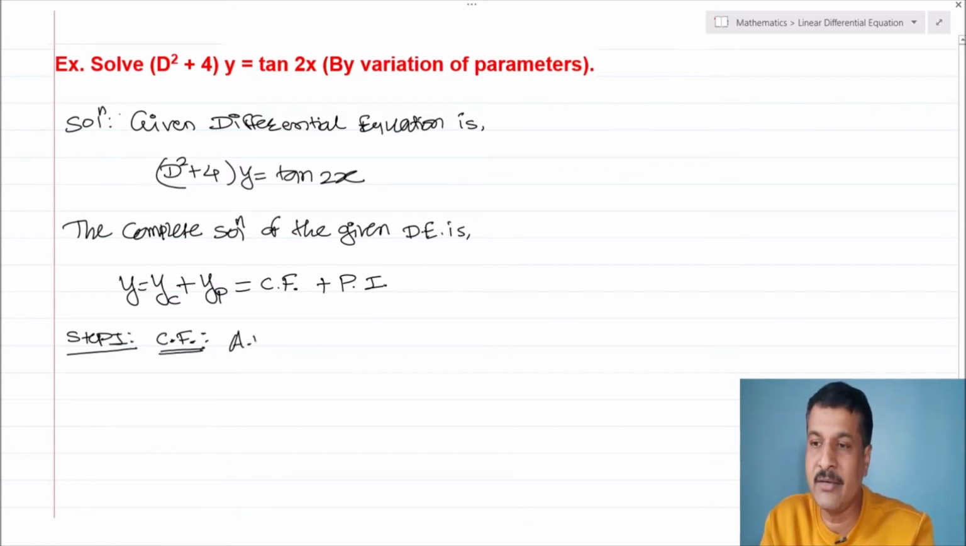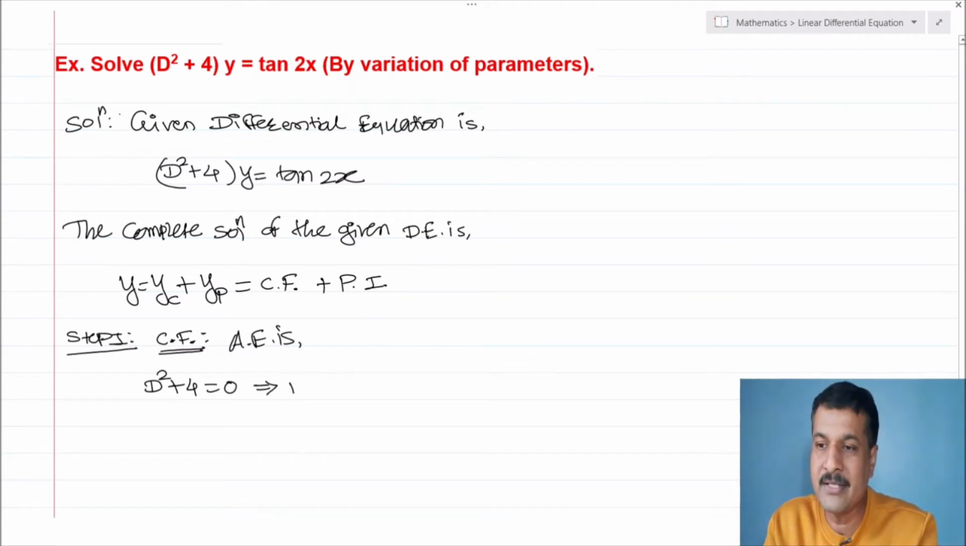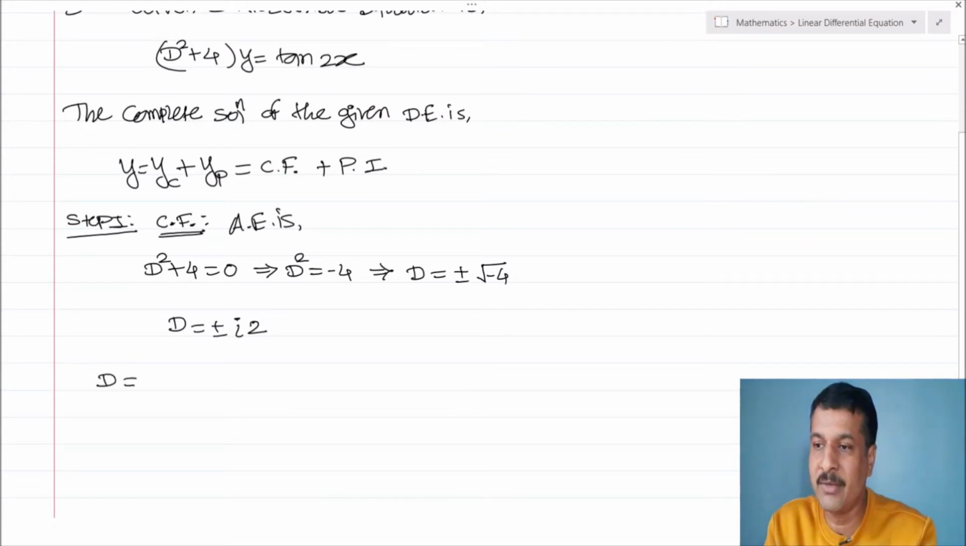So what is the auxiliary equation of this differential equation? Up to CF, it is the same method. The auxiliary equation is the coefficient of this y equated to 0. So D square plus 4 equal to 0. This implies that D square equal to minus 4, and this implies that D equal to plus minus under root of minus 4. And we know that due to this minus sign it is i, and under root of 4 it is 2. So it is a complex number. So roots are complex. So D equal to 0 plus minus 2i. So here the real part is 0 and the imaginary part is 2.